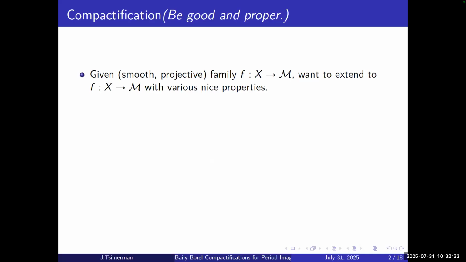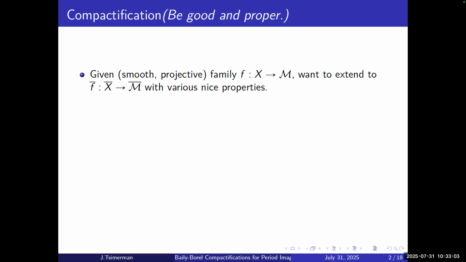For those who aren't in the field, which includes myself to a large degree, what's a general thrust of the field? You should think of this as like a moduli space of algebraic varieties. So the fibers of this map X to M are some interesting classes of varieties that you want to study: curves, abelian varieties, whatever. And what you want to do is compactify this family. You want to extend it to some X bar to M bar, where M bar is proper.